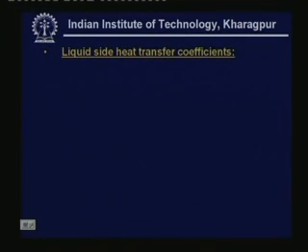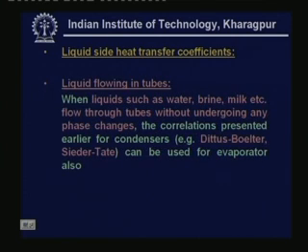Now let us look at liquid side heat transfer coefficients. Liquid flowing in tubes. When liquids such as water, brine, milk, etc. flow through tubes without undergoing any phase changes, that means as long as it does not freeze, the correlations presented earlier for condensers, such as Dittus-Boelter or Sieder-Tate, can also be used for evaporator. Exactly the same correlations can be used with a small change in the Dittus-Boelter correlation.